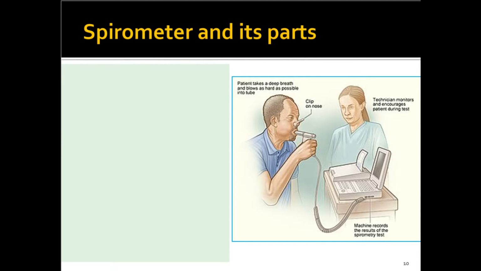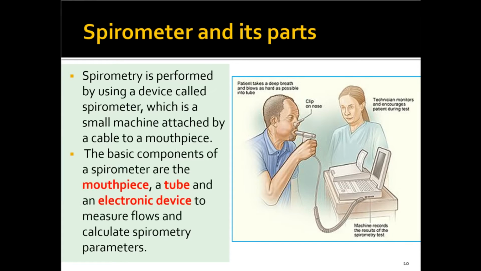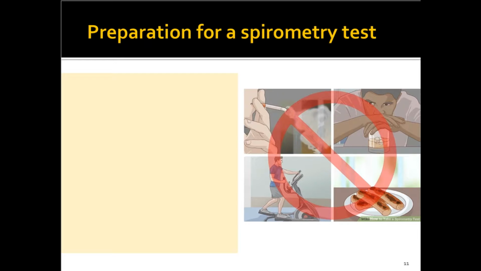Spirometer and its parts. Spirometry is performed by using a device called spirometer, which is a small machine attached by a cable to a mouthpiece. The basic components of a spirometer are the mouthpiece, a tube and an electronic device to measure flows and calculate spirometry parameters.